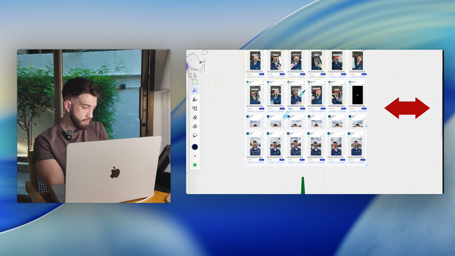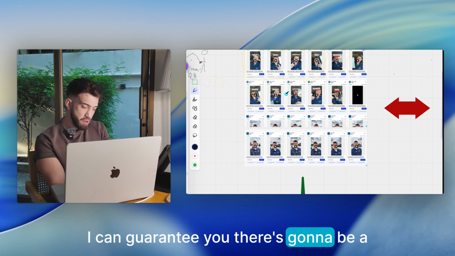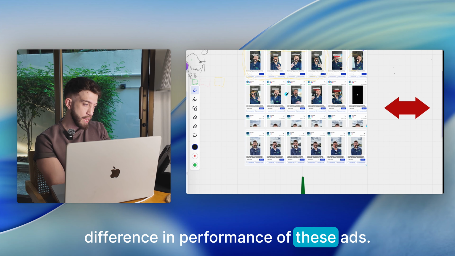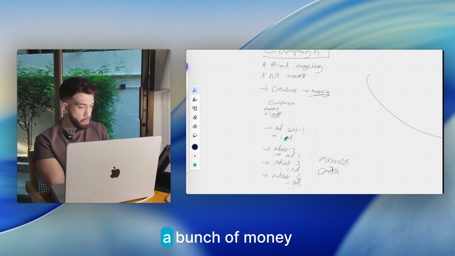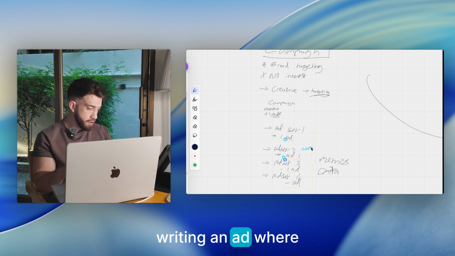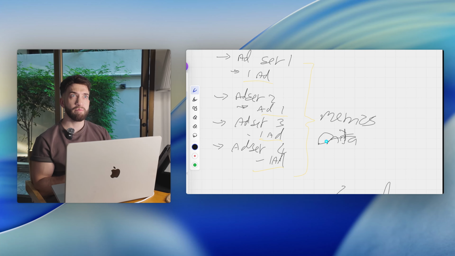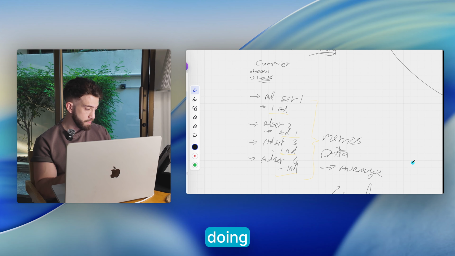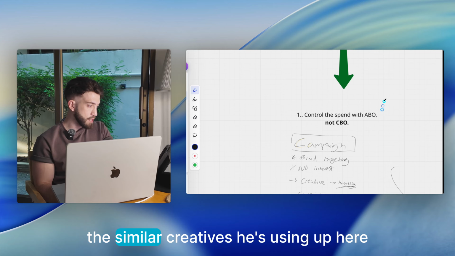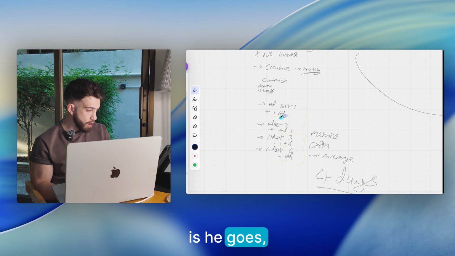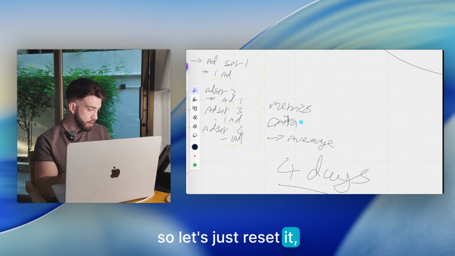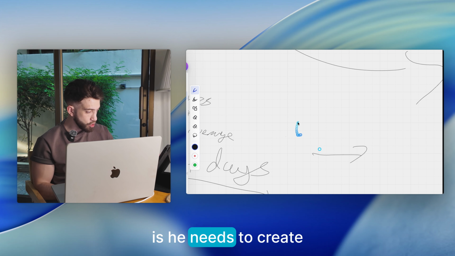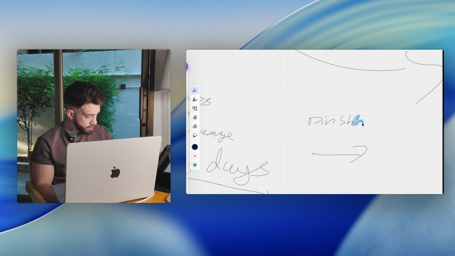And so as I go up here again, I can guarantee you there's going to be a very minimal difference in performance of these ads, which means he's spending a bunch of money on ads where the performance is going to be average the whole time. Whereas what he would be better off doing, instead of using the similar creatives he's using up here, is, let's just reset it, he needs to create distinct creative variations.